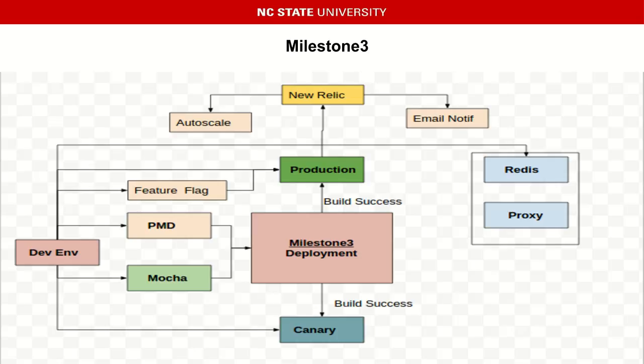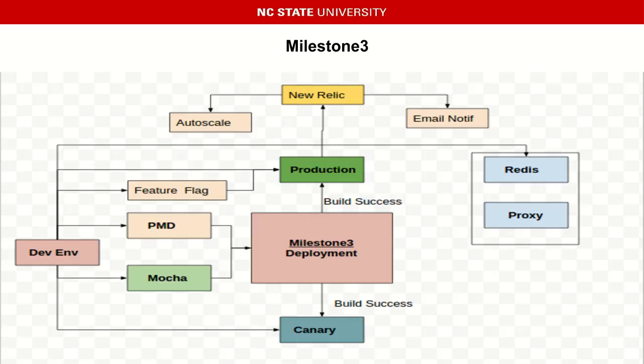So we were using 3 droplets. One was for production, one for the canary server, and one for the proxy and the Redis store. So out of the 5 requests, the proxy was routing 4 of them to the production and 1 to the canary. If an unstable request was being received, the proxy stopped routing to the canary.